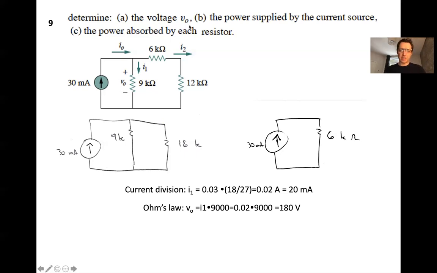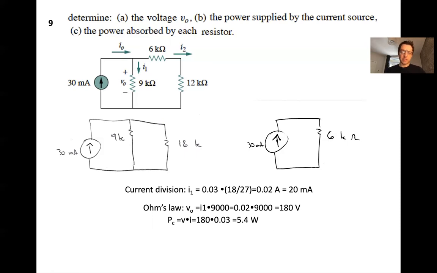Okay, so we have our answer for V naught. Now we need to know the power supplied by the current source. Remember that power is equal to current times voltage. The current is 30 milliamps, and the voltage is 180 volts, because the 9 kilo ohm resistor is in parallel with this current source. So we just need to multiply 30 times 10 to the minus 3 by 180. That gives us a power of 5.4 watts for the current source.